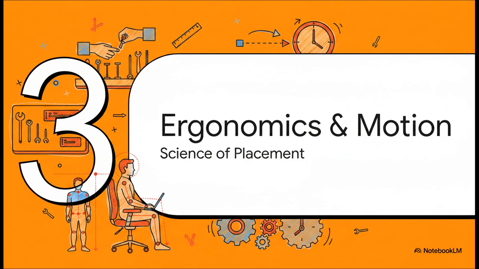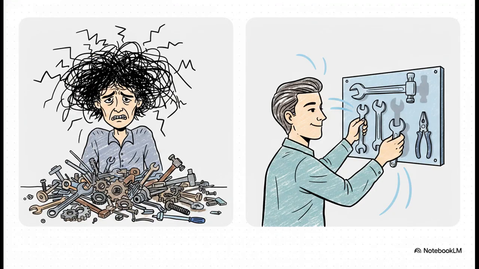Section 3. Ergonomics and motion economy, the science of placement. So let's contrast two very different work environments. A non-optimized workspace isn't just a bit messy, it carries a heavy, hidden tax. It causes immense cognitive fatigue. Think about it. Every time an operator has to break their concentration to search for a tool, they suffer a cognitive penalty. It leads to wasted motion, terribly high search times, and predictably a huge increase in assembly errors.